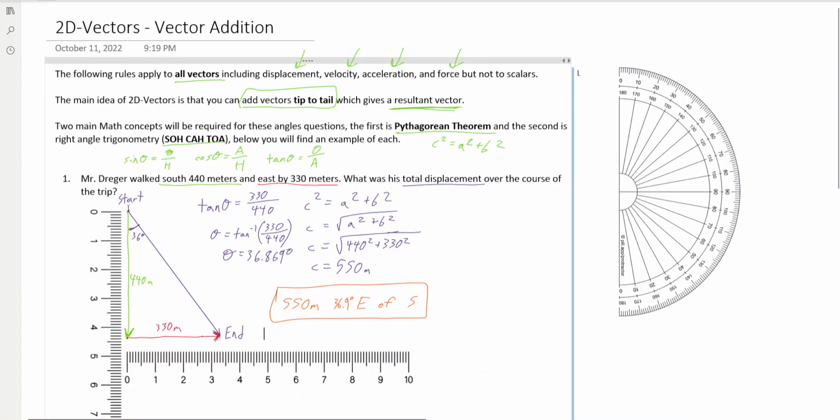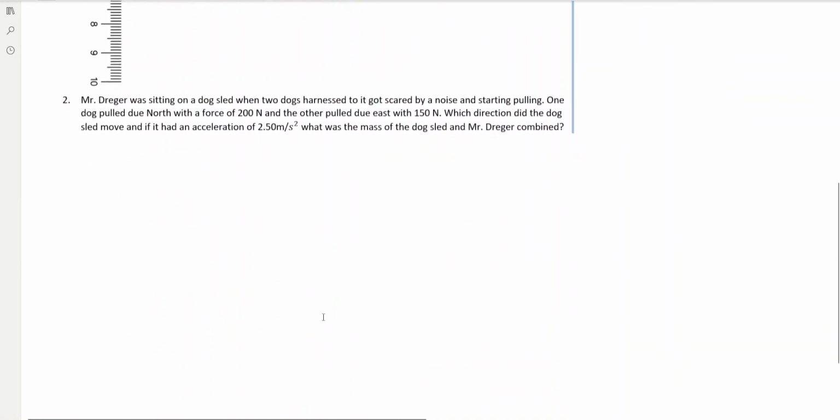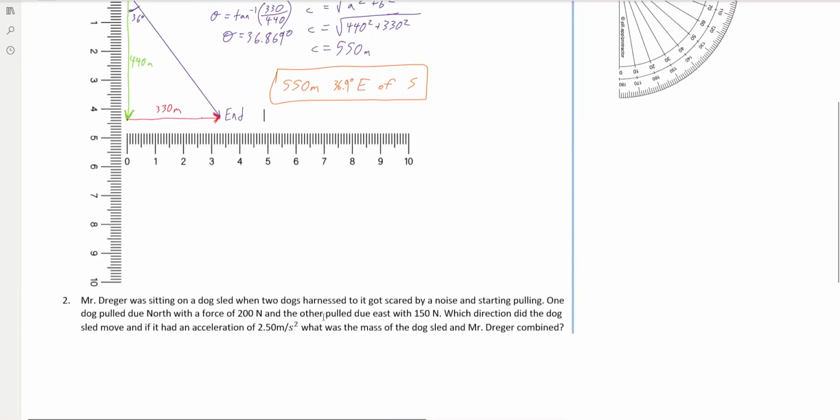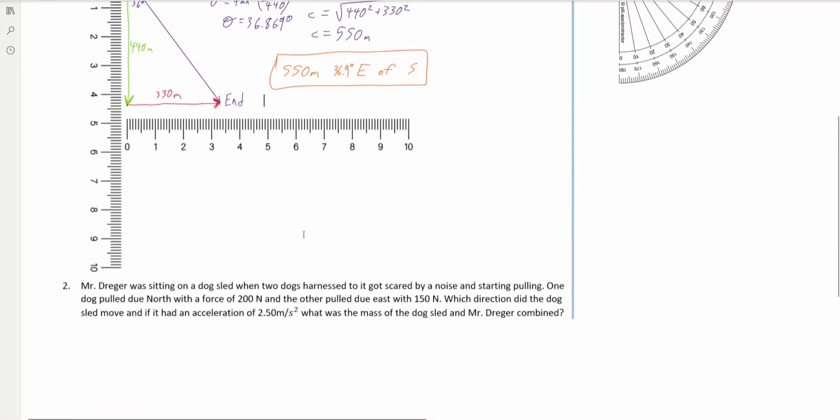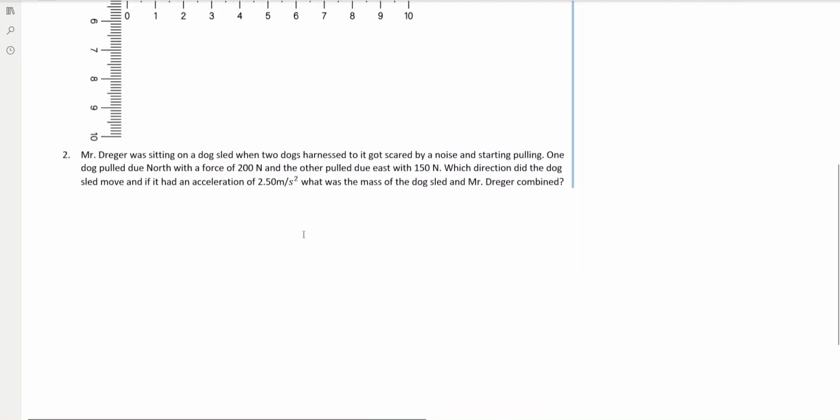Again, if you measured it and used the rulers like this, and you put it sideways, you'd get 5.5 centimeters, and a scale drawing would give you the same sort of thing. Okay, so let's go ahead and try our last question here. We're going to do it quite similarly.